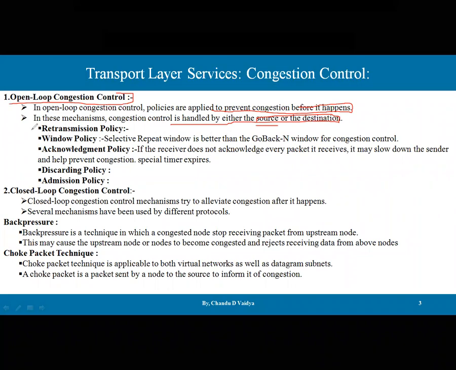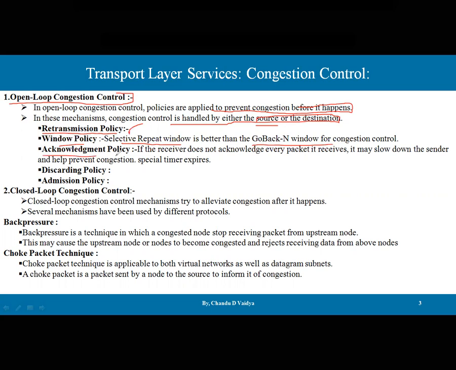There are some policies available. There can be a retransmission policy. Before congestion occurs, the sender can think that a packet may be lost, and retransmission can be done at the source side also. There will be a window policy. Here selective repeat and go-back-N windows are used for congestion control, where selective repeat is the better one.